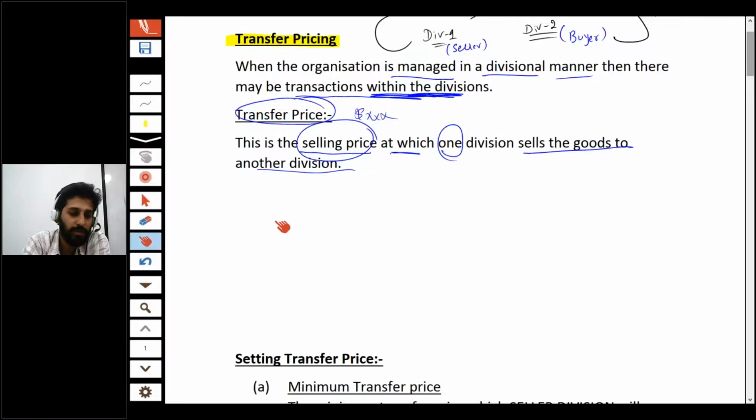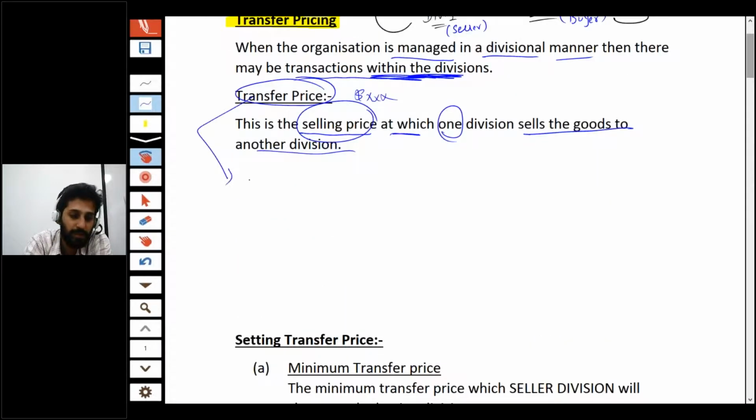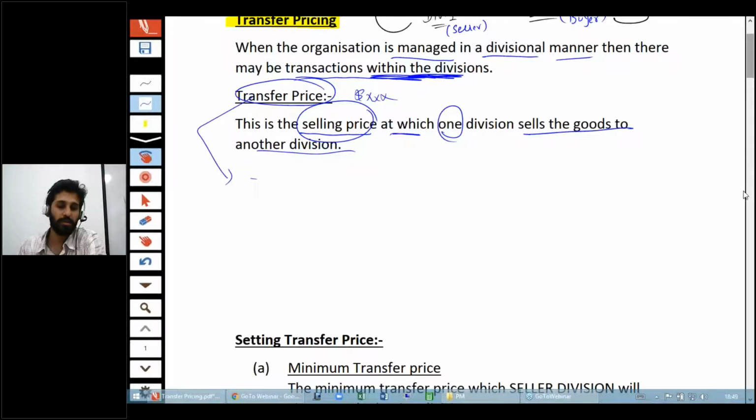And a point to be noted is the transfer price. Now give me the answer in the question box, yes or no. Should head office be involved in setting the transfer price? Should head office set the transfer price, or let the divisions decide it by themselves? Will you please write in the question box?